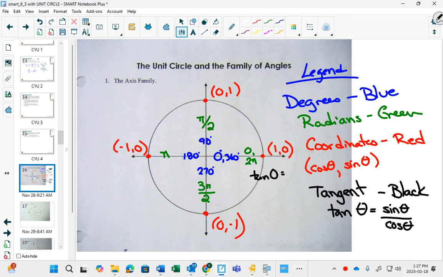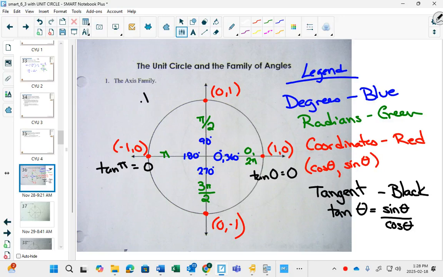First, if you did tangent of 0 degrees or tangent of 0 radians, tangent is sine divided by cos. And since sine is your y-coordinate and cos is your x-coordinate, you see that you would get 0 divided by 1. And 0 divided by 1 is 0. Same thing would happen over here at pi. Tan of pi would be sine, which is 0, divided by negative 1. It would also be 0.